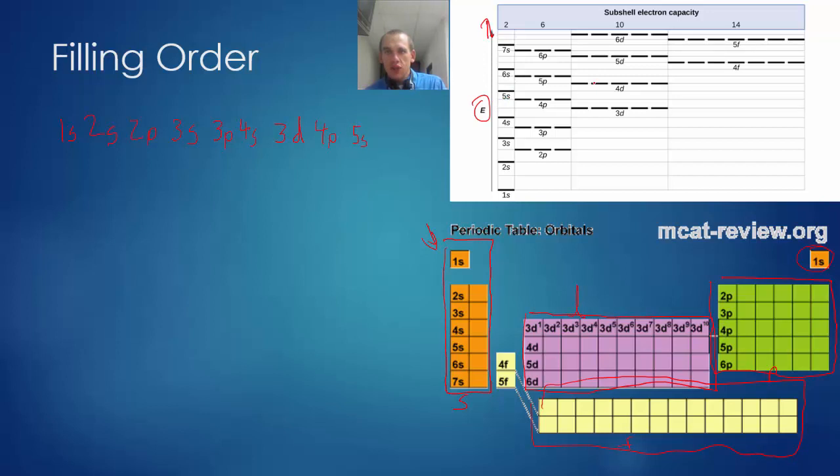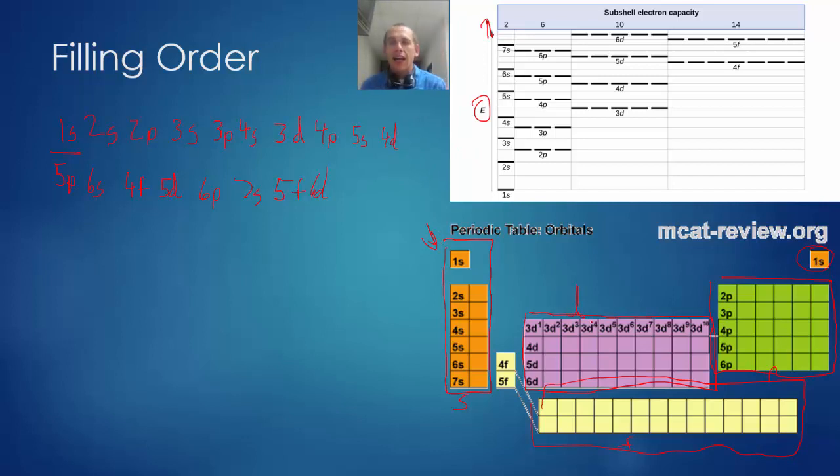And then above 5s, we're going to do 4d. Above 4d, we have 5p. Above 5p, we have 6s. Above 6s, we have 4f. Okay, so there's another break in numeracy. And then above 4f, we have 5d. Above 5d, we have 6p. Above 6p, we have 7s. And these two are close, but 7s is just a little bit lower than 5f. And then 6d.